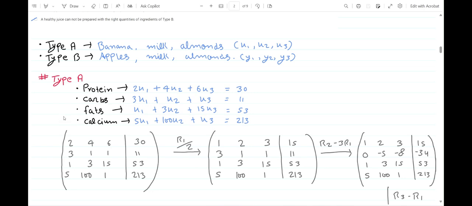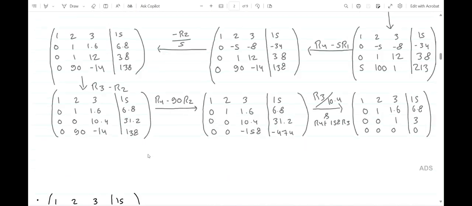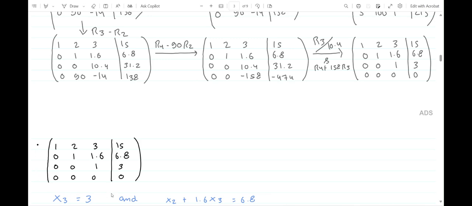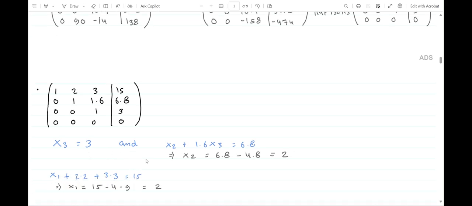Now let's make an augmented matrix from these equations, and the augmented matrix looks like this. If we reduce this augmented matrix, what we get is this matrix. If we look at the third row of this matrix, we can find that x3 is equal to 3, and from the second row, we can make our equation x2 plus 1.6x3 equals 6.8. If we put the value of x3 that we just found from row 3, we can find the value of x2, which is 2.